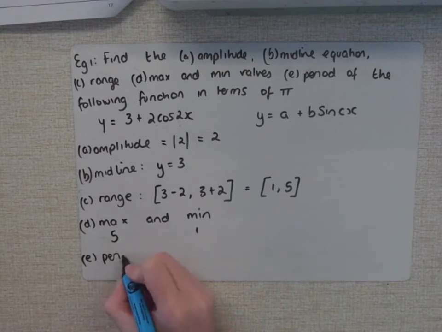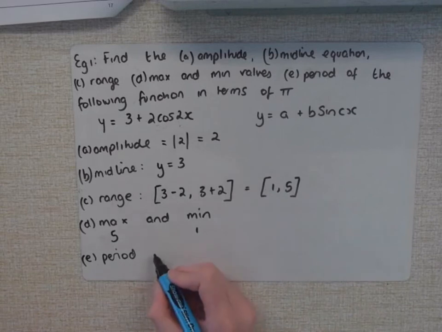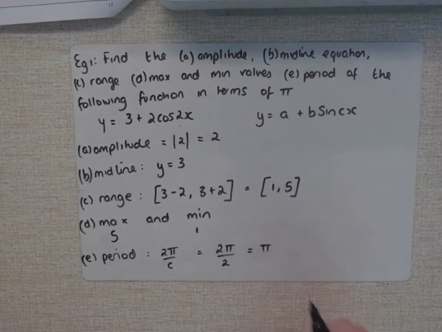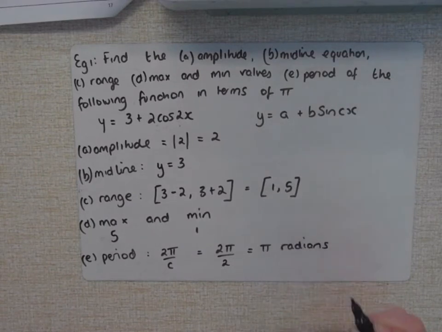And my period. So we know the period is 2 pi over C. So in this scenario, 2 pi over 2, which is pi. Is that just a coincidence, that the maximum and minimum are the same as the range? No, it'll always be. Yeah, always. Because that's how you get your range, by going to the highest and the lowest, and that's what max and min are. Okay? Is that alright?